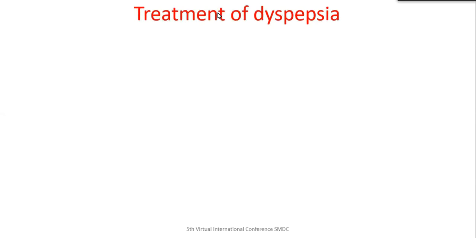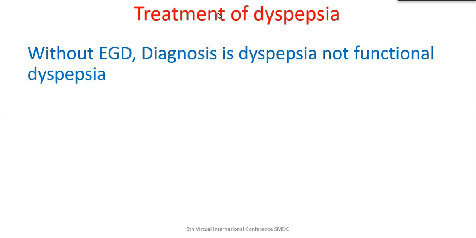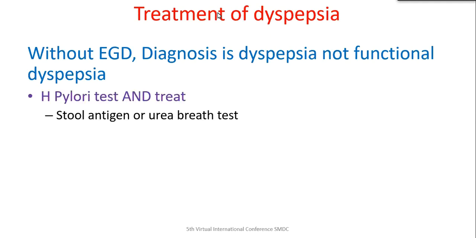Now that was for the workup. And now I'll talk about the treatment options which we have in dyspepsia. But I remind you again that without endoscopy, the diagnosis will be dyspepsia, not functional dyspepsia; it is also called undiagnosed dyspepsia. So if there's no need for endoscopy, then the first treatment option is H. pylori test and treat, and the recommended tests are stool antigen and urea breath test. Obviously, the patient should be off PPIs for the last 2 weeks.